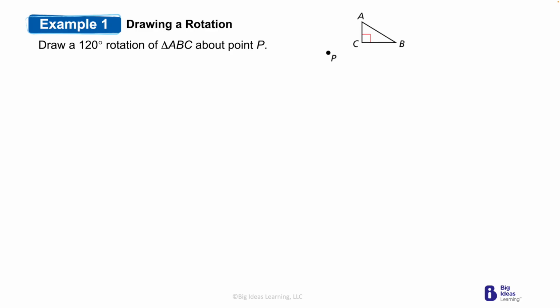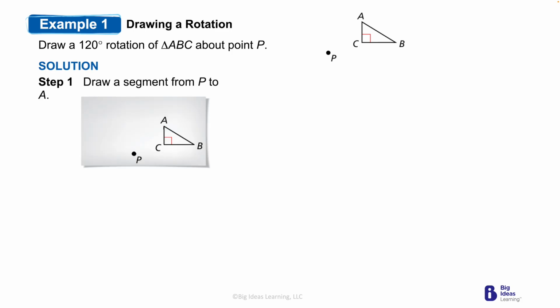With this one, if they give you an angle that's not like 90, 180, 270, something like that, you can use a protractor. So here you have triangle ABC, and they want to rotate this around point P. You want to go 120 degrees. Very easy to do. First, you draw a line segment going from P to A. And it could go to any one of the angles, honestly. They just chose A.